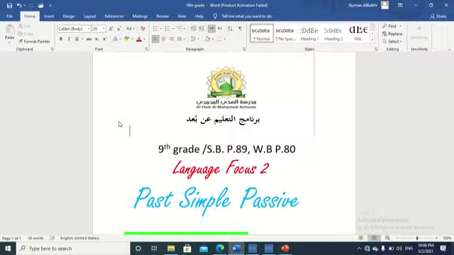Of course, today we have the second part of your lesson, which is passive. Today we will be with past simple passive. This is student book, page 89, workbook, page 80.